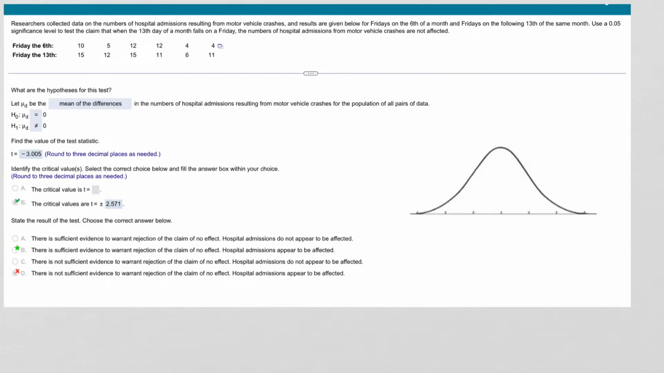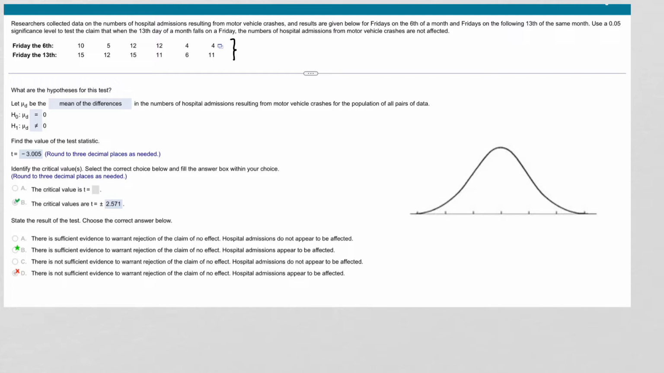In this problem, it says that researchers collected data on the numbers of hospital admissions resulting from motor vehicle crashes, and results are given below for Fridays on the 6th of a month and Fridays on the 13th of the same month. So we're going to use a 0.05 significance level to test the claim that when the 13th day of the month falls on a Friday, the numbers of hospital admissions from motor vehicle crashes are not affected. So we have our sample data given here.